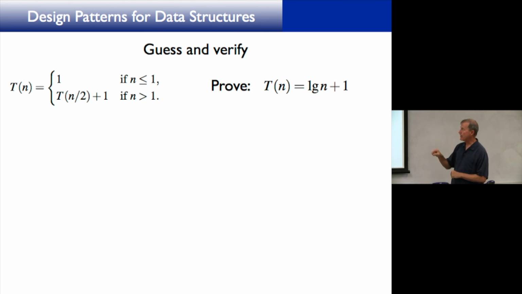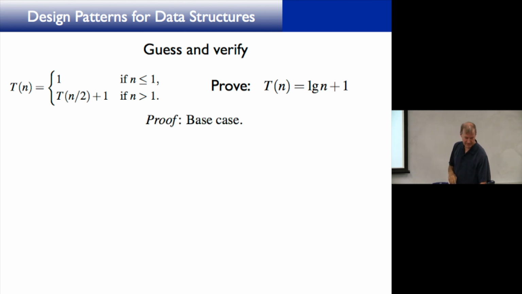So let's suppose that we have t of n is 1 if n is less than or equal to 1, and t of n is t of n divided by 2 plus 1 if n is greater than 1. What we want to do is prove that t of n equals log base 2 of n plus 1. Now what's the first step?